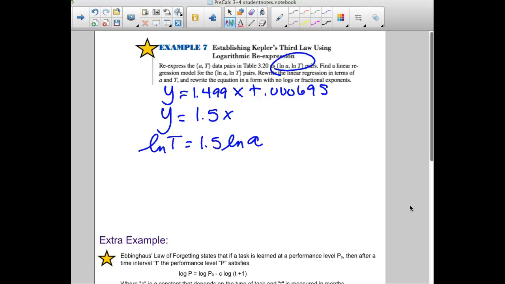All right. Now it says rewrite your linear regression in terms of a and t, which we did. And now rewrite the equation in a form that has no logs and no fractional exponents. Could we divide the natural log of a to the left side? So it's going to look like the natural log of t divided by the natural log of a equals 1.5.